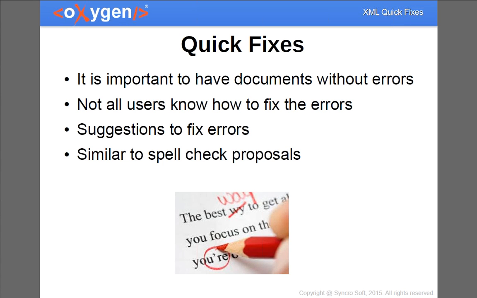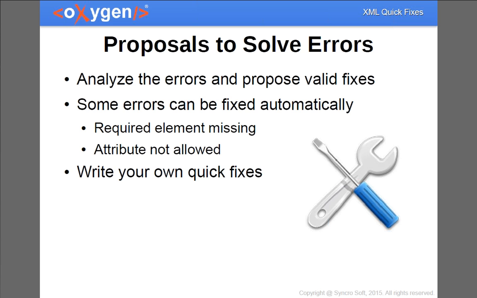And if you know the correct spelling, it's also easier to fix it because sometimes you need to correct 2 or 3 letters from the word. So we can analyze these errors and propose valid fixes for them. Some of the fixes can be provided automatically, for example, if an element is missing, or an attribute is not allowed, or the value of an attribute is not correct. Some of them you can write by yourself in Schematron, and this you'll see later.